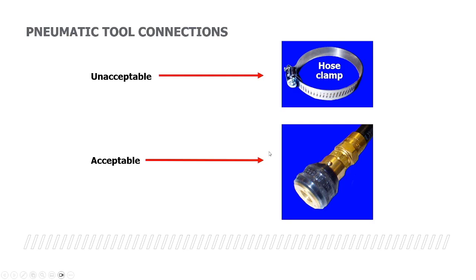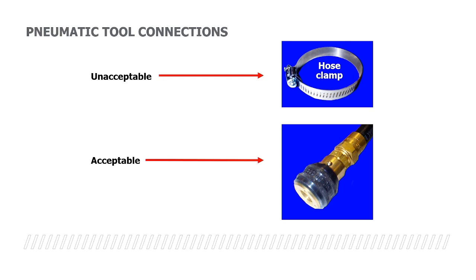Pneumatic tools, once again, you have to make some type of connections, because a lot of times, if that hose becomes cut, you may have to go back in, cut it, and then go back in, actually put in a new acceptable pneumatic tool type of a connection. And that's what this slide here is all about.